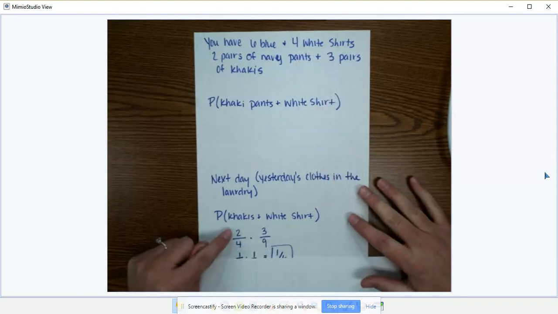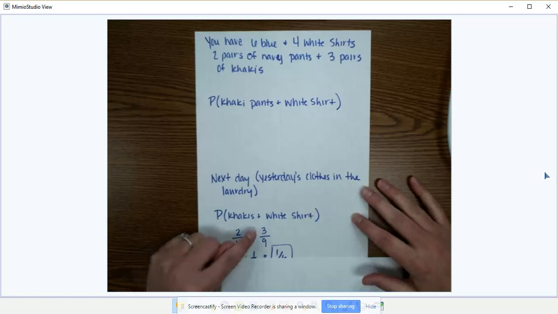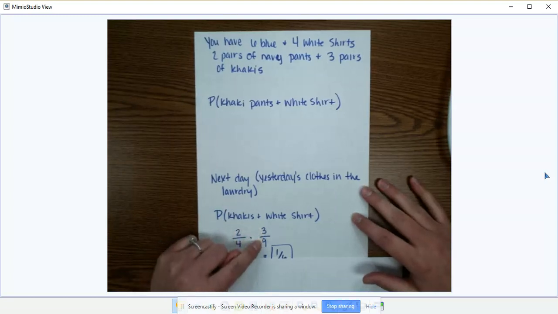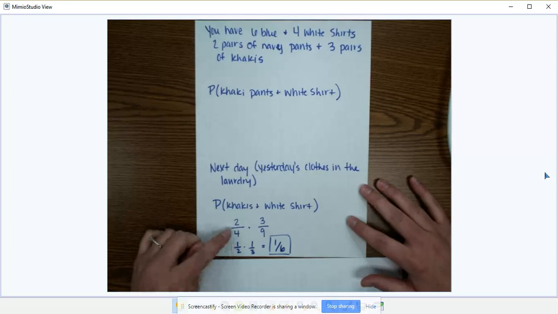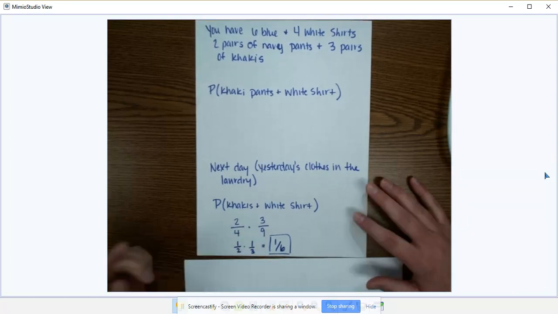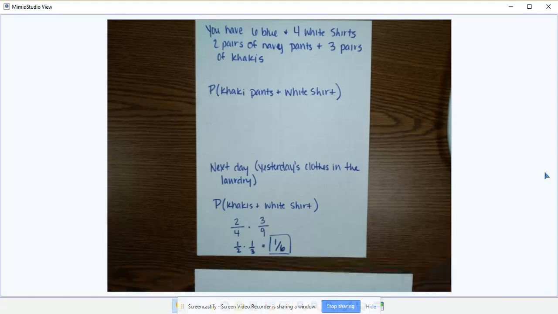So I have 2 khakis out of 4 total pants, 3 white shirts out of 9 total shirts. Multiplying those together, I guess you can simplify. 2/4 is a half, 3/9 is a third. Multiplying, we have a 1/6 chance of choosing khakis and white shirts again.